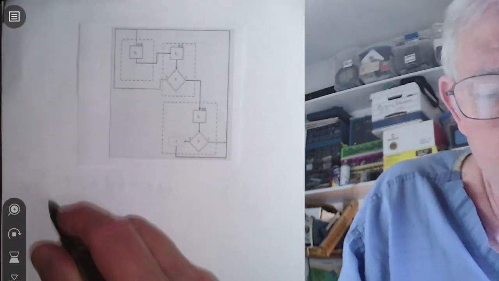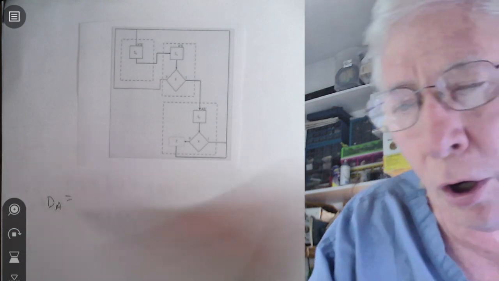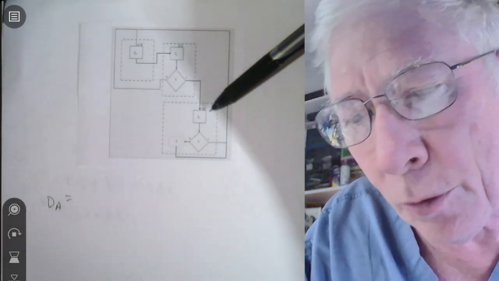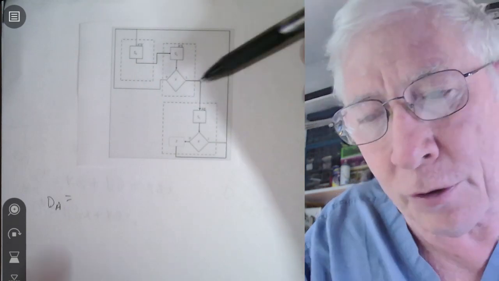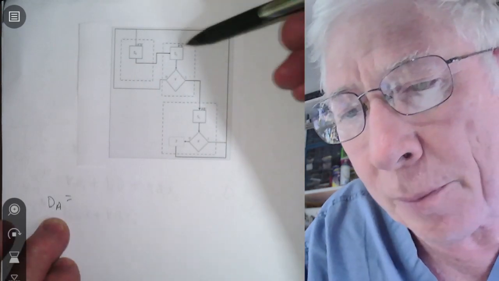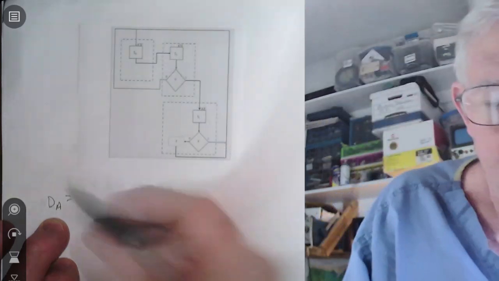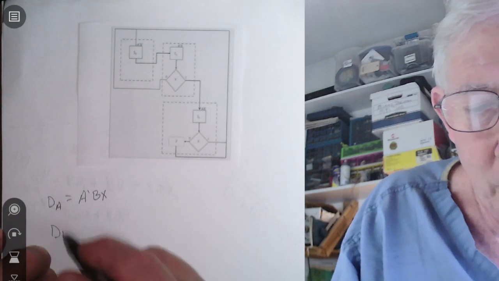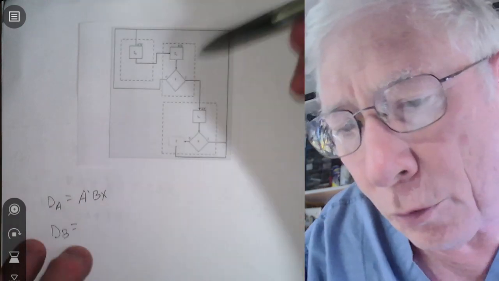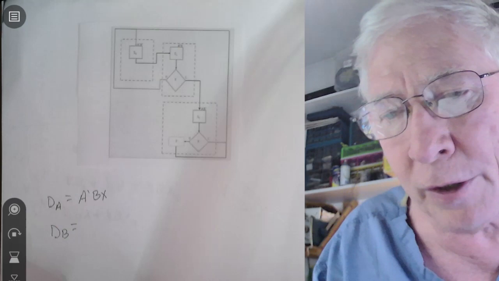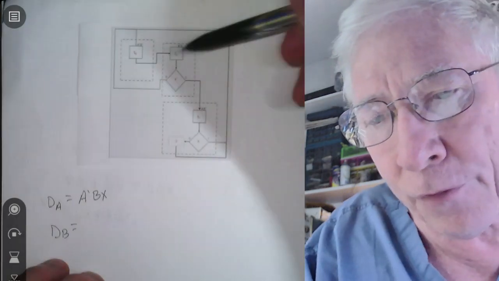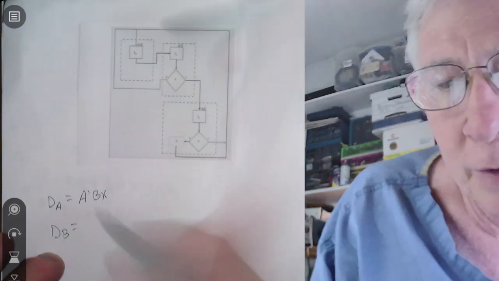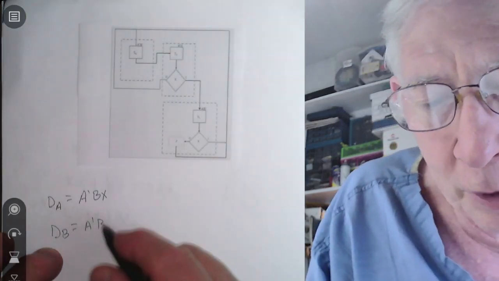Okay, so D sub A is going to be equal to all the paths where A is 1. Well, where is A is 1? Only in S2. So we only have to account for this one path into S2. So D sub A is going to be A prime BX. And D sub B is going to be all paths in where B is 1. Well, B is only 1 in S1. So we only have to account for this one path from S0 into S1. There's no X involved, and so that's just going to be A prime B prime.